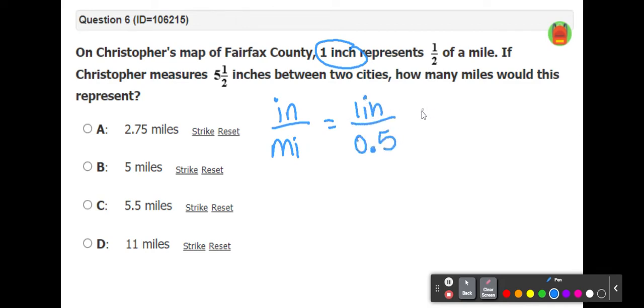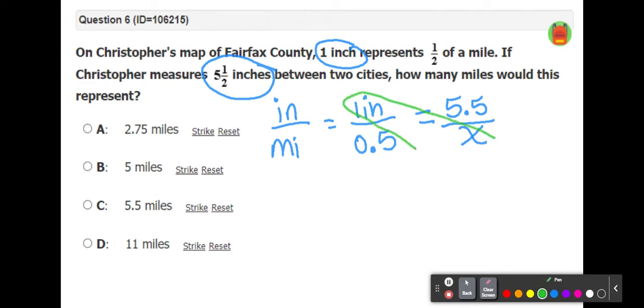And I'm going to turn that 1/2 into a decimal. And then 5.5 inches is on the map. My inches ratio is in the top. And how many miles would this represent? That's my x. That's what I'm going to cross multiply to find. So I'm going to do 1 times x, which is easy. That's 1x. And 5.5 times 0.5, which is 2.75.